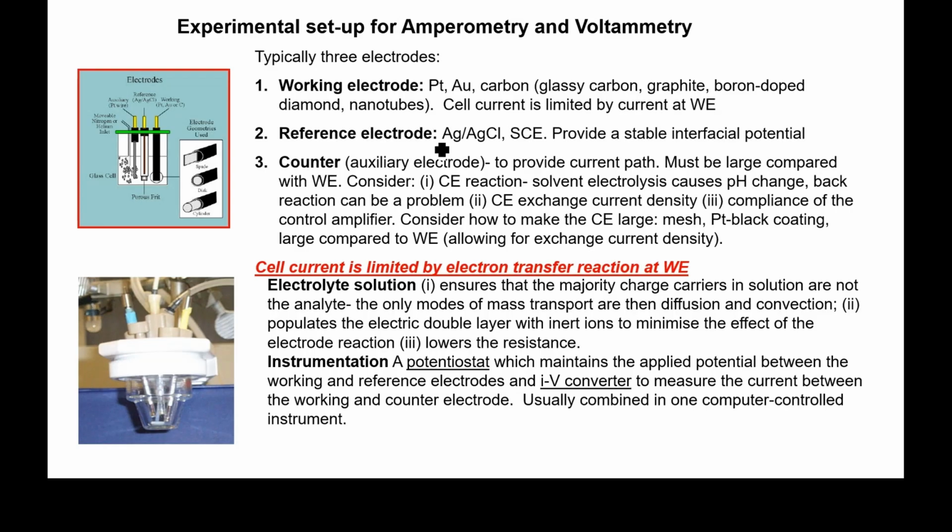So what we want to do is what's written in red and underlined in the middle here. We want to make sure that our cell current is limited by the electron transfer reaction at the working electrode, or by mass transport, ideally, to the working electrode, which is going to control the electron transfer reaction rate.